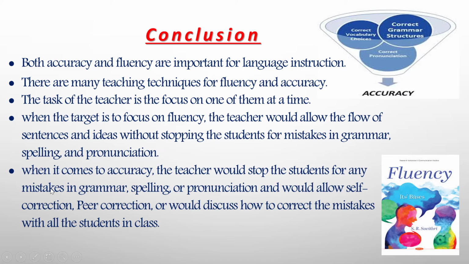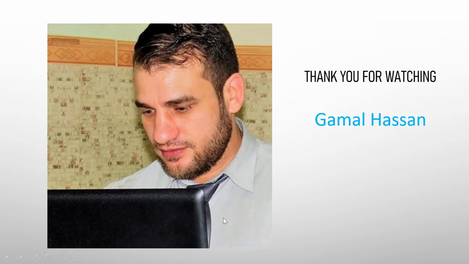English language. But when it comes to accuracy, the teacher would stop the students for any mistakes in grammar, spelling, pronunciation, and would allow self-correction, peer correction, or would discuss how to correct the mistakes with all students in the class. And that's all for this video.